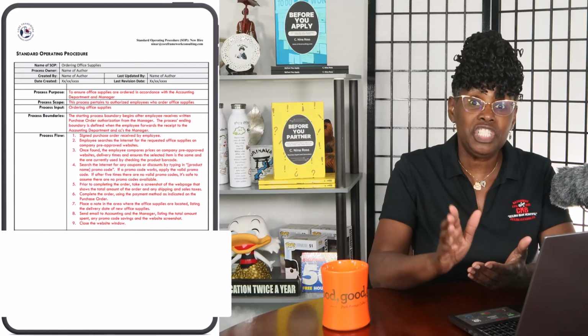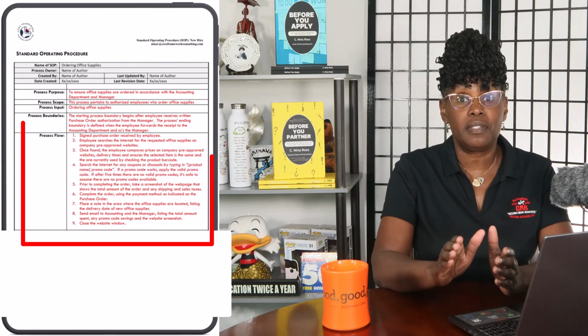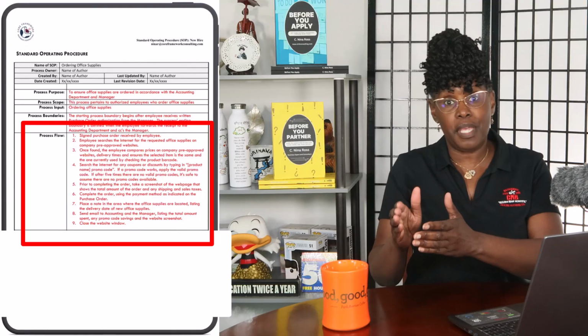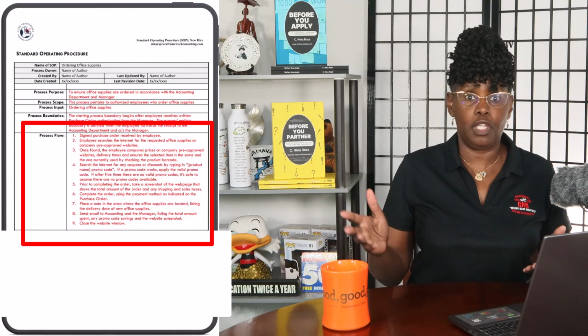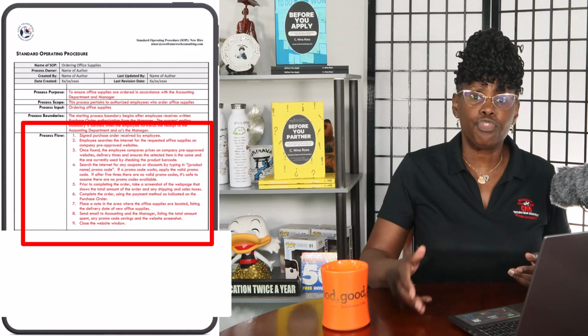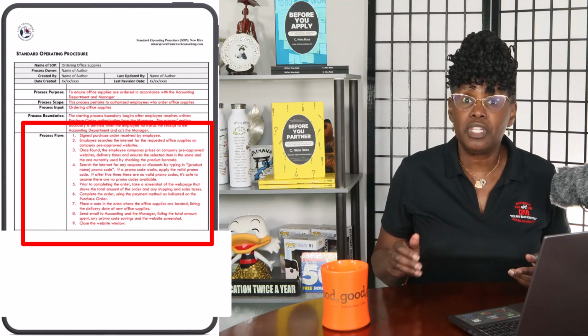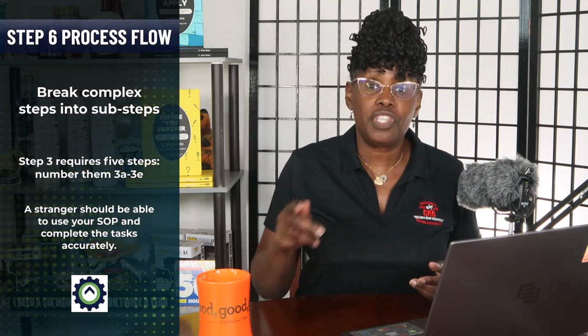Step 6, process flow. This is the heart of your SOP. Write each step as a clear, direct action. Use active voice. Say, send the customer confirmation email within 2 hours, rather than a confirmation email should be sent. Assume the reader was pulled off the street and has never done this task before. Break complex steps into sub-steps.